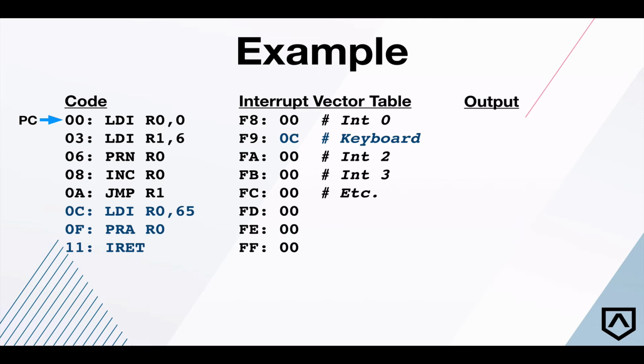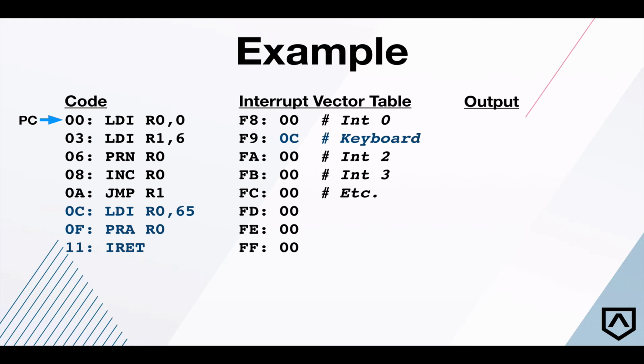This is what the interrupt handler does. Let's read this code and see what happens. Starting at address 0C, we load register 0 with the value 65. Now you might not recognize that right off the top of your head, but 65 is ASCII for a capital A. And then at address 0F, we print that value out as an alphanumeric character. So we print R0, so that should print a capital A.